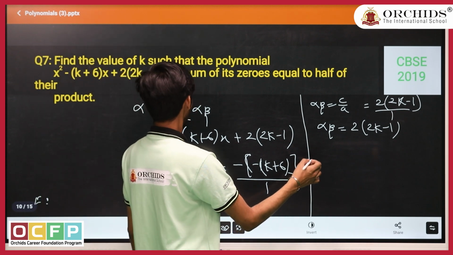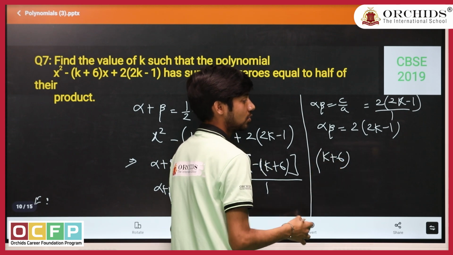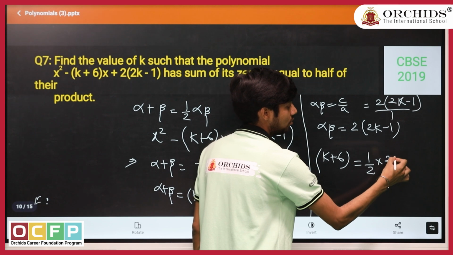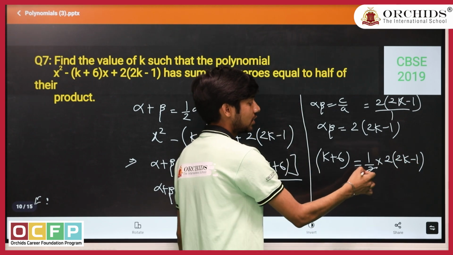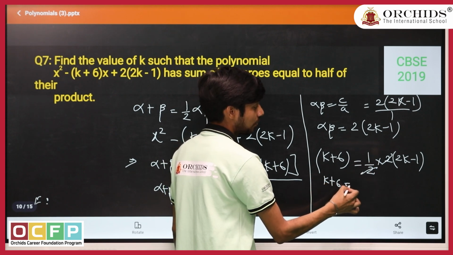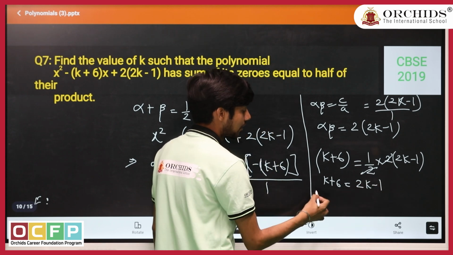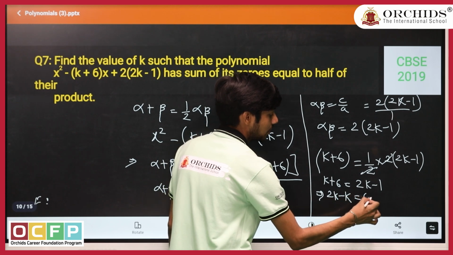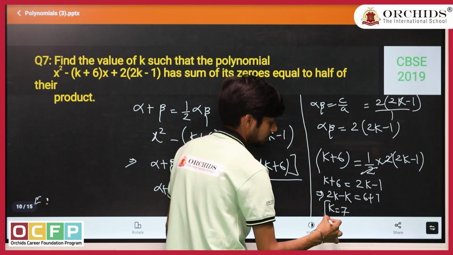So we can write k plus 6, that is sum of zeros, equal to half of product of zeros, that is 2 times 2k minus 1. This 2 and this 2 get cancelled out. We can write k plus 6 is equal to 2k minus 1. Just simplify it. We can write 2k minus k is equal to 6 plus 1. We are getting k is equal to 7.